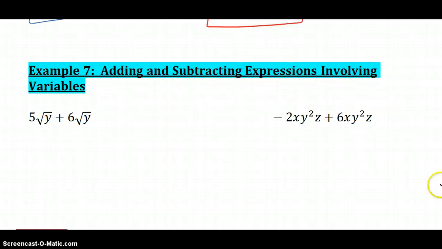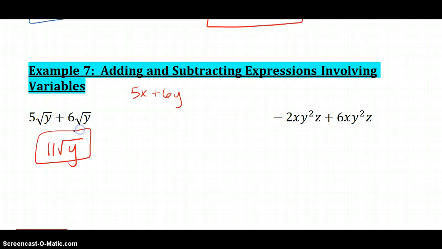The last thing I have for you, pretty simple, it's just adding and subtracting expressions with variables. And they have to have the same variable, just like you can't add 5x and 6y, obviously. So you can only add things that have the same root. We went over this with just numbers. They have to have the same radicand. So if you have 5 square roots of y and 6 square roots of y, that is 11 square roots of y. And that's it.